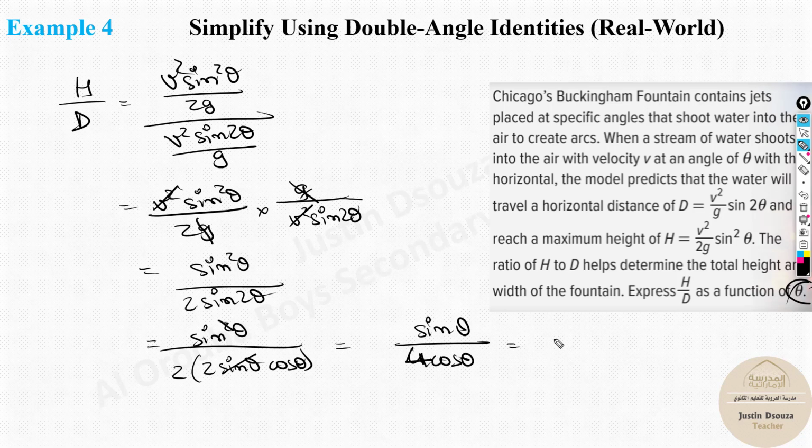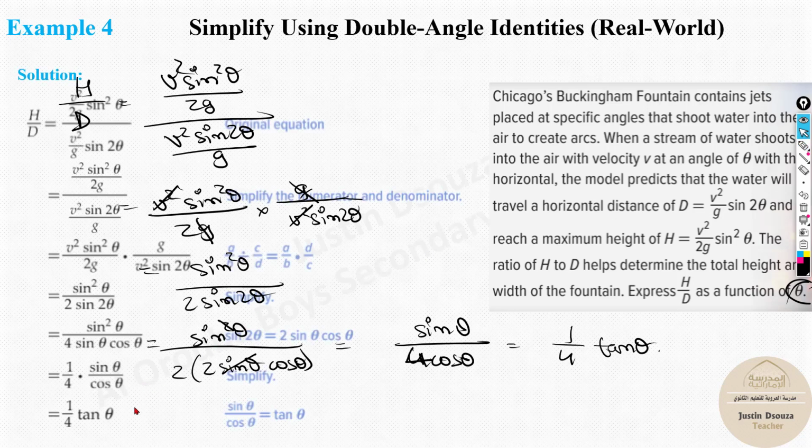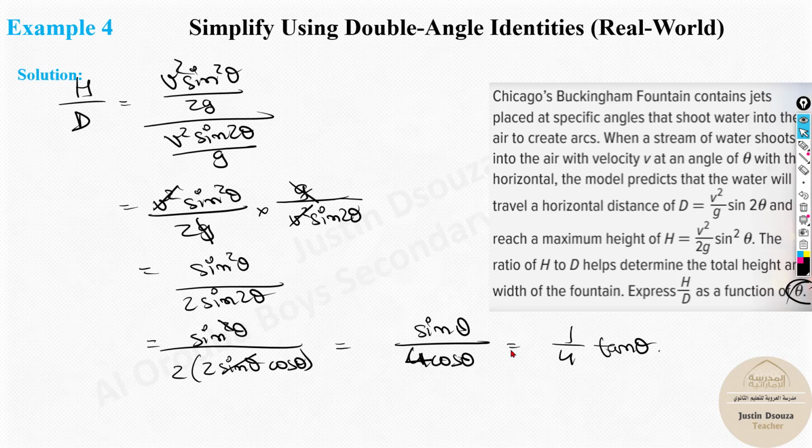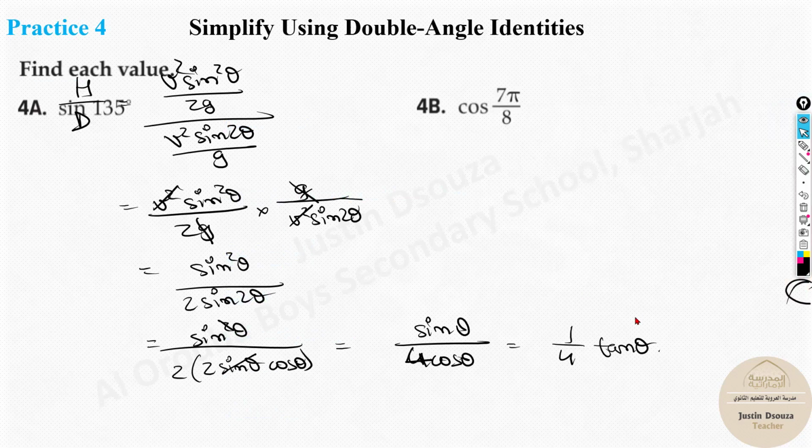What is sine by cos? It is tan. So it's 1/4 tan theta. So this must be the answer. Let's just check if we missed anything. Yeah, it's 1/4 tan theta. So this is how we solve it. Some steps might vary, but whichever you're finding easy, you can solve it. What I've just written is the correct one itself. If you're comfortable with these methods, just follow this method. So that's the answer over here.